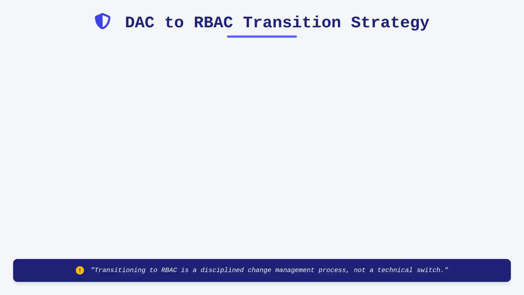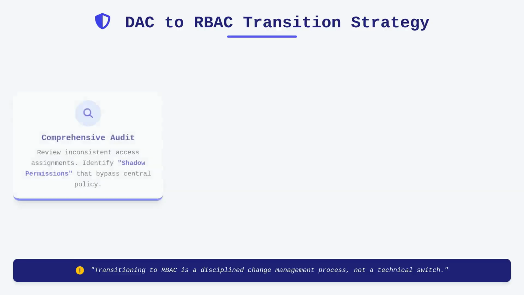Transitioning from discretionary access control to a role-based model requires more than just technical reconfiguration. It requires a disciplined change management process. You cannot simply flip a switch, as the audit process must begin with a comprehensive review of current, often inconsistent, access assignments. Periodically auditing role assignments is not merely a compliance requirement, but a technical necessity to identify deviations or shadow permissions that often bypass the central authorization policy.